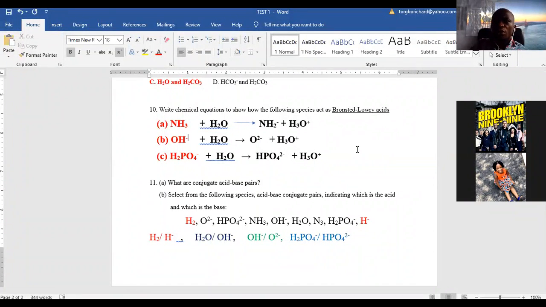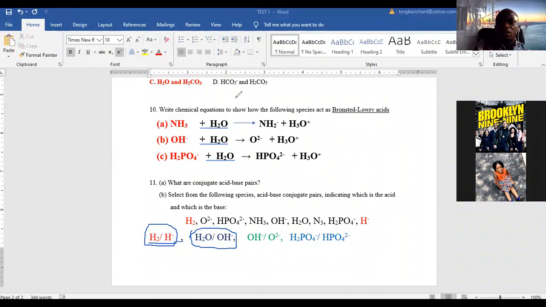Select from the following species the acid-base conjugate pairs, indicating which is the acid and which is the base. If you watch carefully, hydrogen gas, H2/H minus, is one of them, because the difference between those two species is just hydrogen. So that's one pair, where H2 is the acid, H minus is the base. Another one is H2O and OH minus, water and hydroxide ion. The difference between them is just hydrogen, where water is the acid, OH minus is the base.